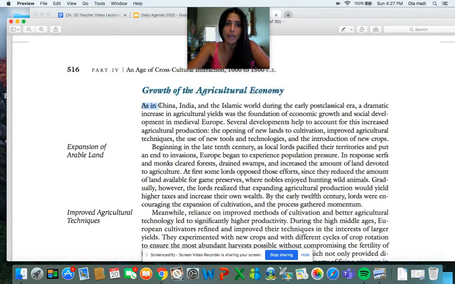Here again, it makes the comparison to China, India, and other parts of the Islamic world during the post-classical period, where increases in agricultural yields lead to demographic growth, renewed revival of the cities, manufacturing, and other things. So then the point is to figure out why, the causes of this new agricultural expansion. And there are all kinds of causes.